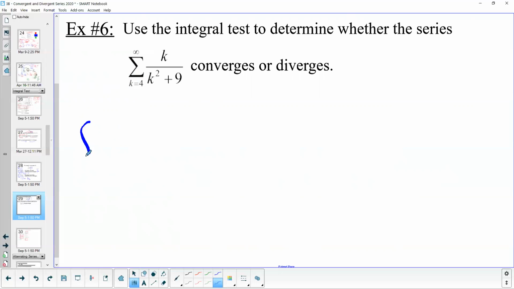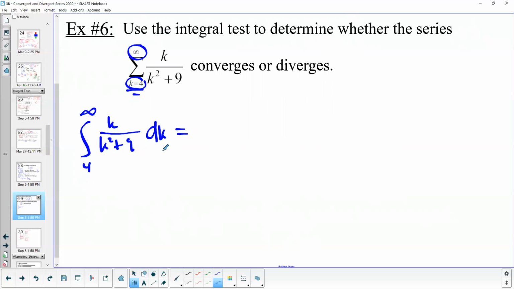So what we do is we evaluate the integral. It's the integral from 4 to infinity. The reason I chose 4 is because my series is starting at 4. So the lower and upper boundary for my series become the lower and upper boundary for my integral. That's the integral from 4 to infinity of k over k squared plus 9 dk. Notice this is not dx because k is now my variable.